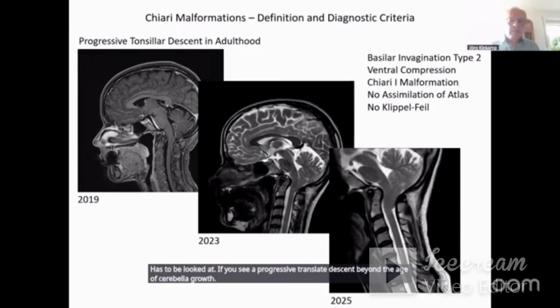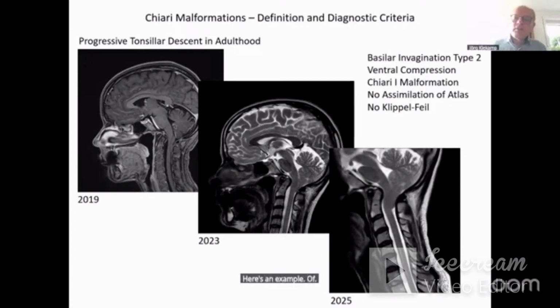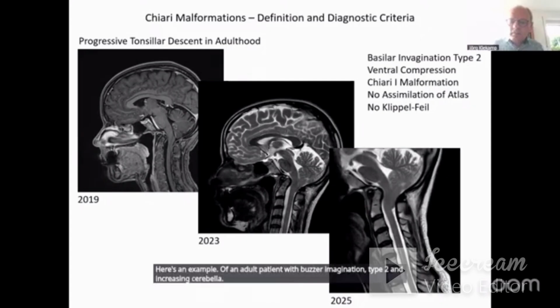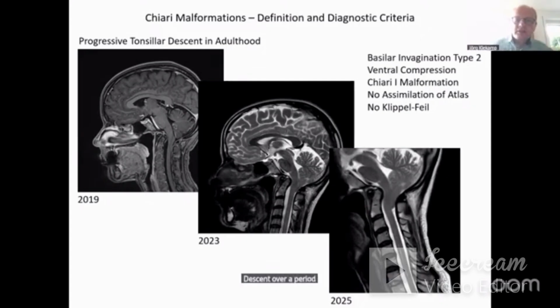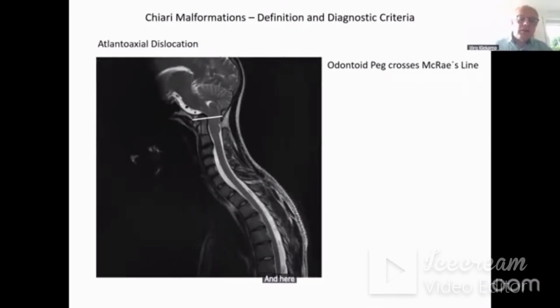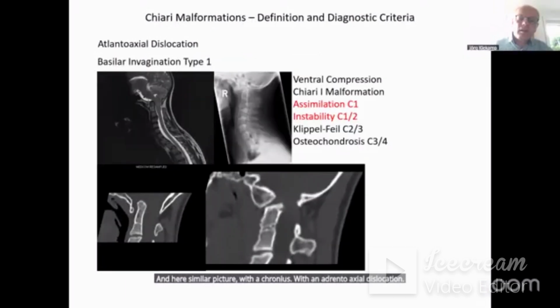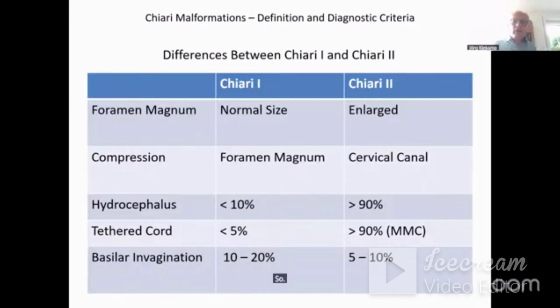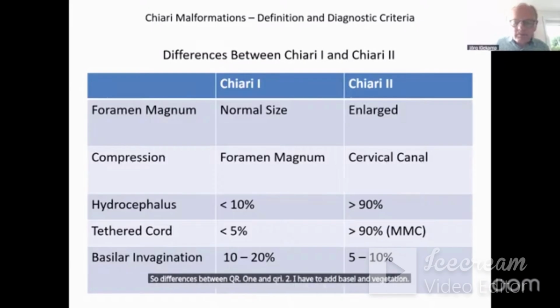And here's an example of an adult patient with basilar invagination type 2 and increasing cerebellar descent over a period of 6 years related to progressive craniocervical kyphosis. And here, a similar picture with an atlantoaxial dislocation. So differences between Chiari 1 and Chiari 2. I have to add basilar invagination affects about 10 to 20% in Chiari 1 and is rarer in Chiari 2.